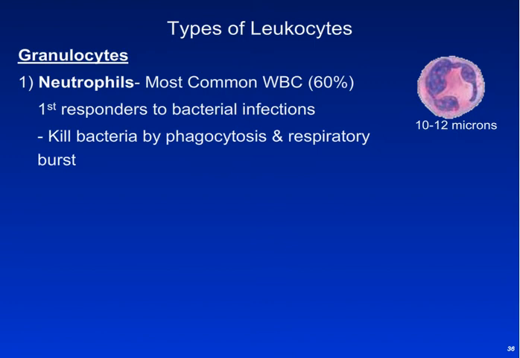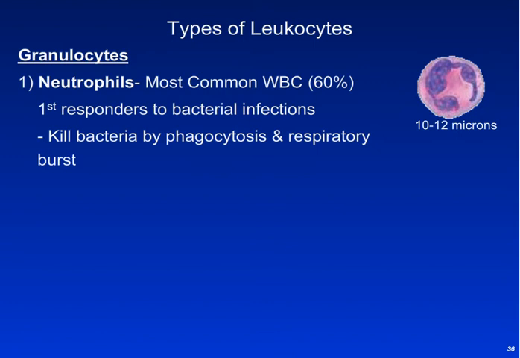The basic dye stains things dark blue or purple. For example, the nucleus of all white blood cells stains dark blue or purple, whereas the acidic dye, known as eosin, tends to stain the cytoplasm, and it has a bright pink to orange coloration. So the granulocytes are classified based on the staining properties of the granules.